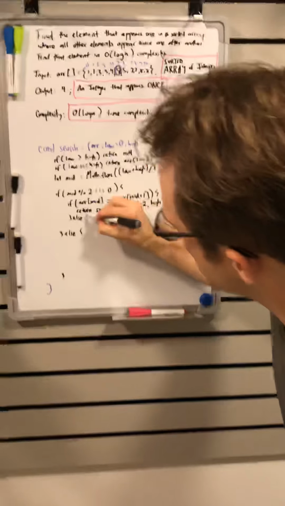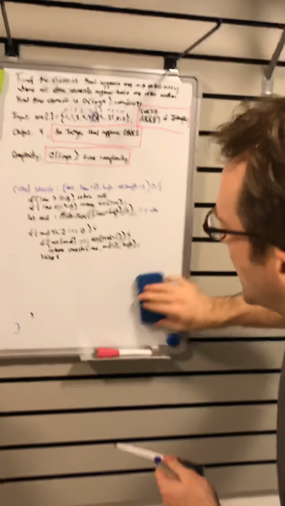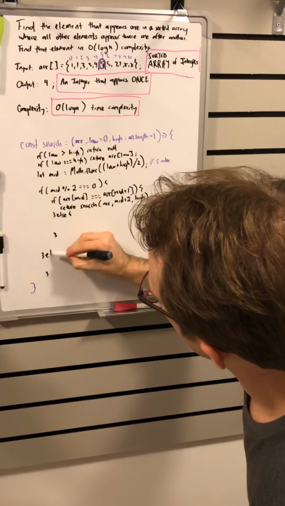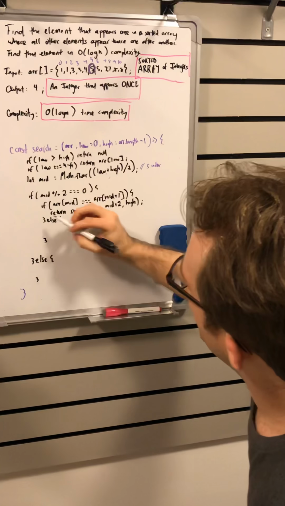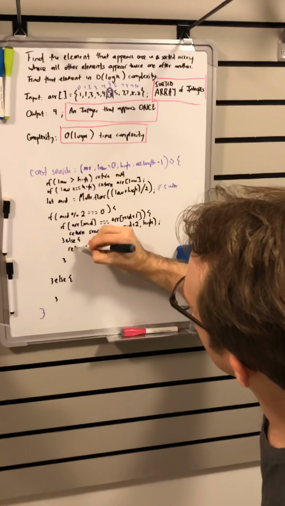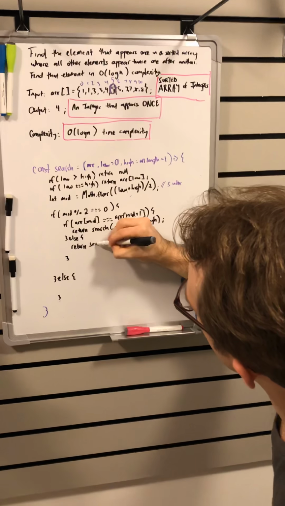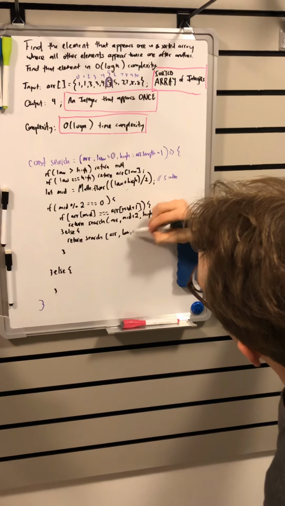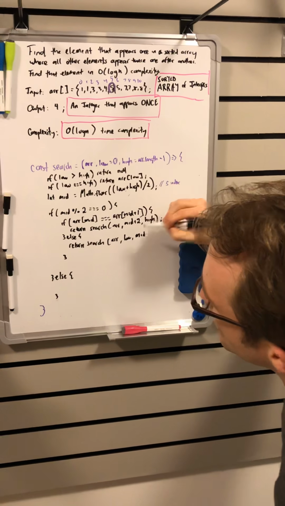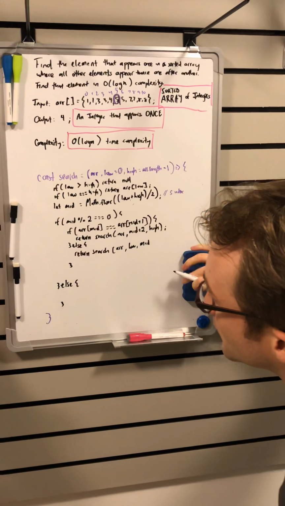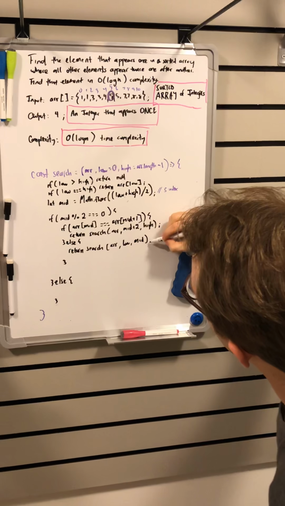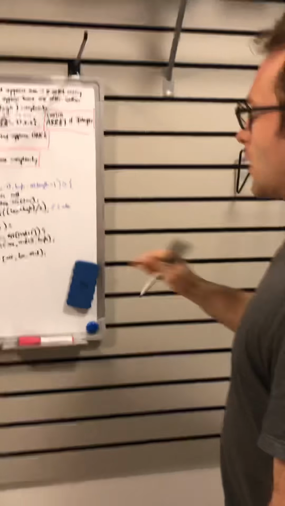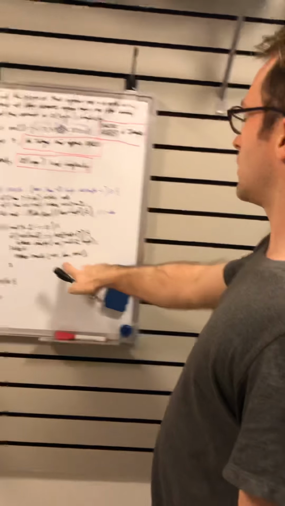If else, we're going to return the search from the array from low to mid. Right. Rather, excuse me, yeah, low to mid.